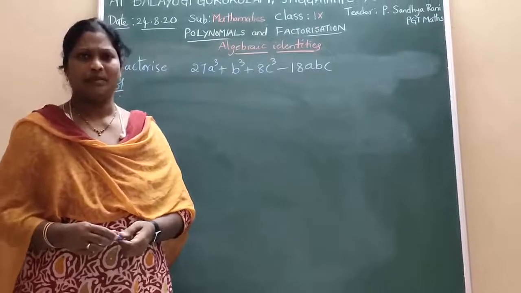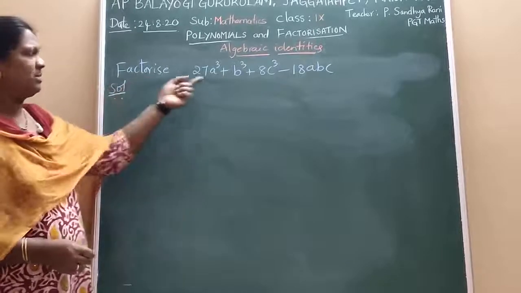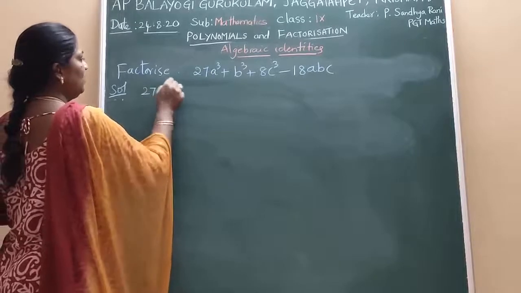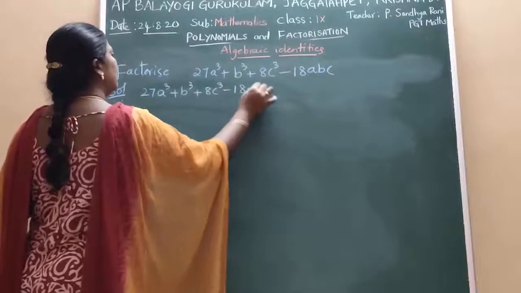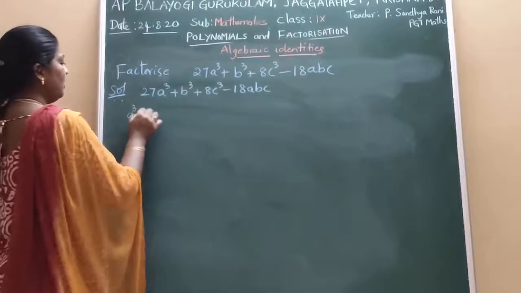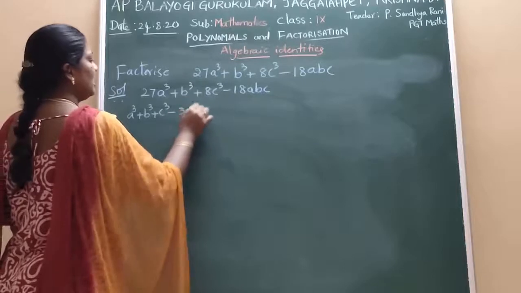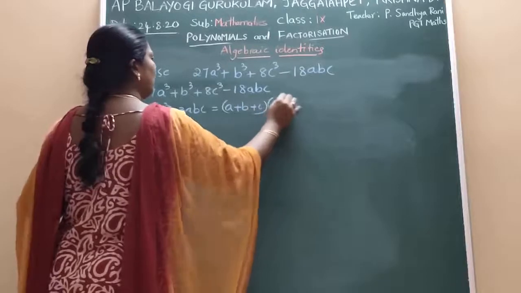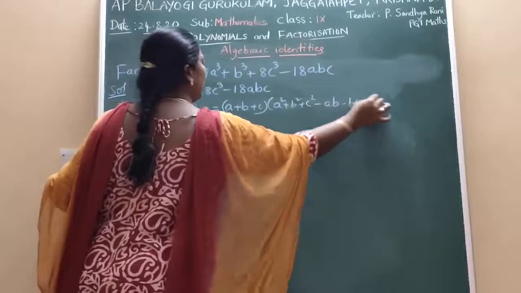Let us see one more example, children. By using this eighth identity, we have to factorize this product. What is given? 27a cube plus b cube plus 8c cube minus 18abc. Earlier we have learned the eighth identity. What is that? a cube plus b cube plus c cube minus 3abc is equal to a plus b plus c into a square plus b square plus c square minus ab minus bc and minus ca.